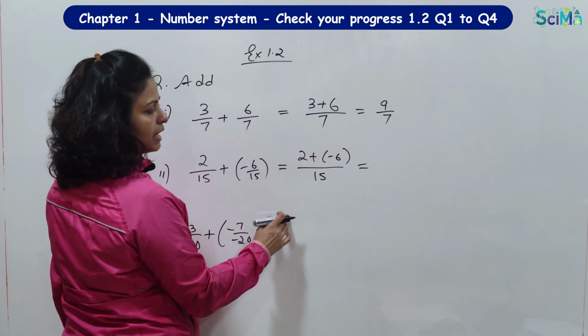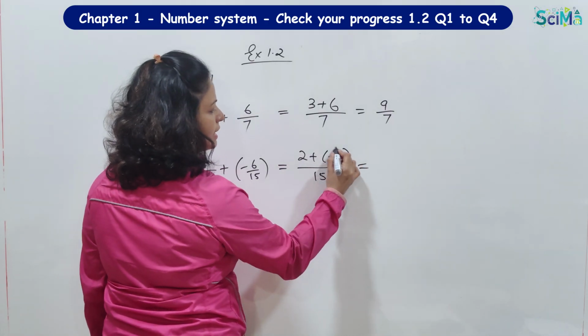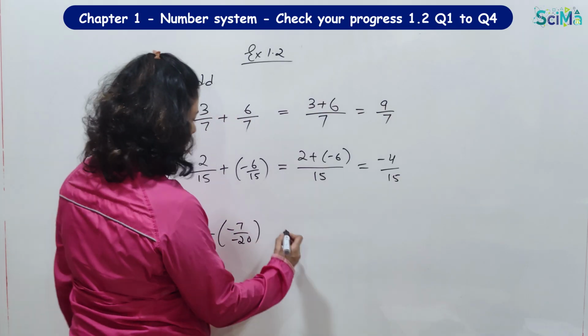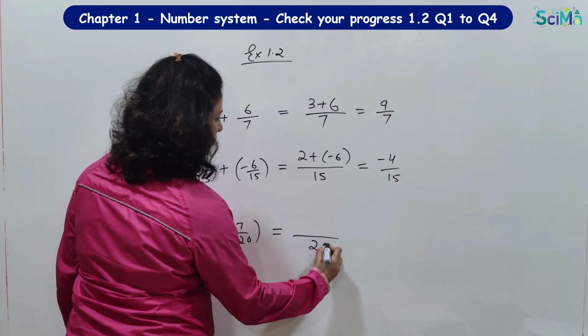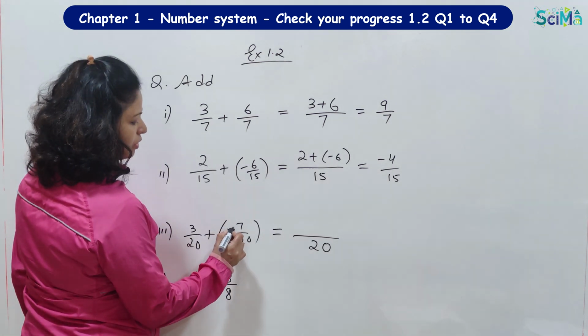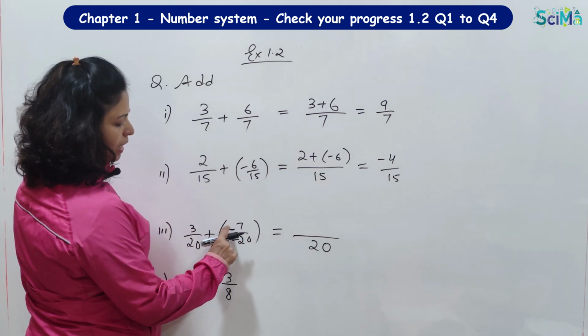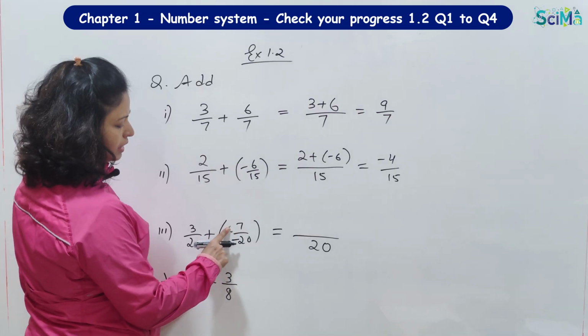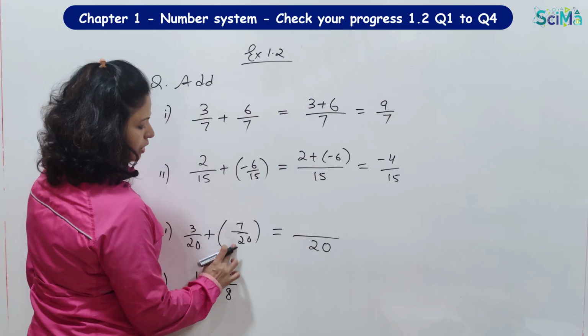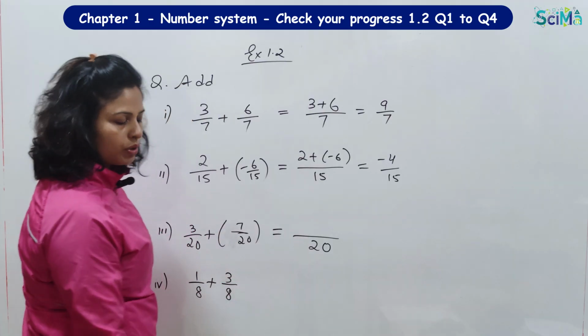Since here one is a negative number, we do subtraction and take the sign of the bigger number. So we get minus 4 by 15. Here also the denominator is 20, we write it as it is. You can write this in the standard form. So minus 7 by minus 20 you can write as plus 7 by plus 20. Here the denominator will be 20 only.